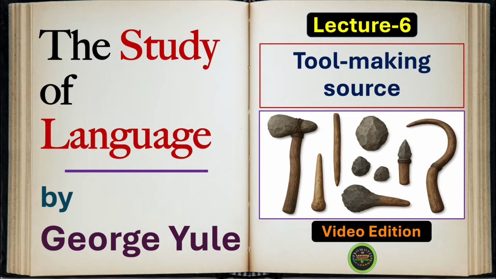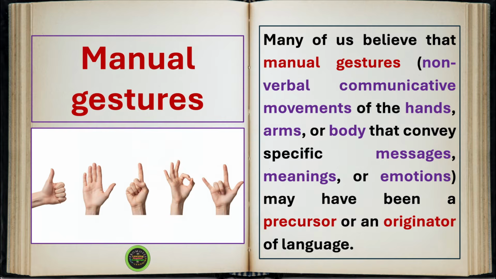Let's discuss the topic. Manual gestures. What are they? Many of us believe that manual gestures, what we call non-verbal communicative movements of the hands, arms or body that convey specific messages, meanings or emotions, may have been a precursor or an originator of language. We move on to the next point of discussion.